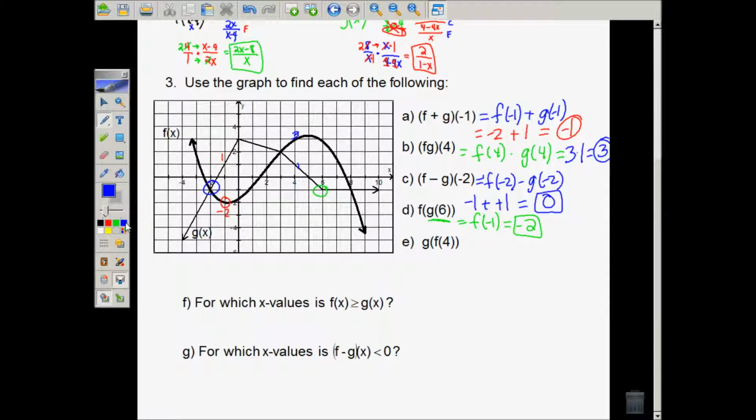Okay? So let's go over this really quick. First, you do the inside, right? So my inside is F of 4. So I'm going to go to F of 4, and I get 3. So now I can worry about G of 3, because I can substitute F of 4 with 3, correct? So now I'm going to go to G of 3, and I get 2. So my answer is 2.